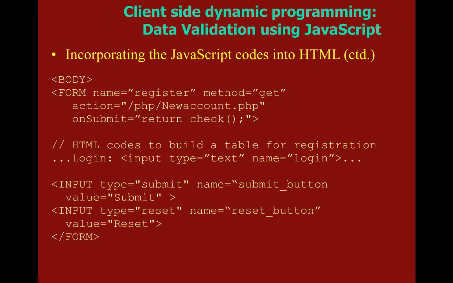We'll look at PHP later on in the subject, but the idea is that whatever is entered by the user, when the user clicks submit and calls the function check, which then calls all the other JavaScript validation functions we saw in the previous slides, and if all that returns true, then check will return true, and the information entered by the user will be posted to the server. On the server side, all that information will be received by this program called new account.php, which will then do whatever processing is required.